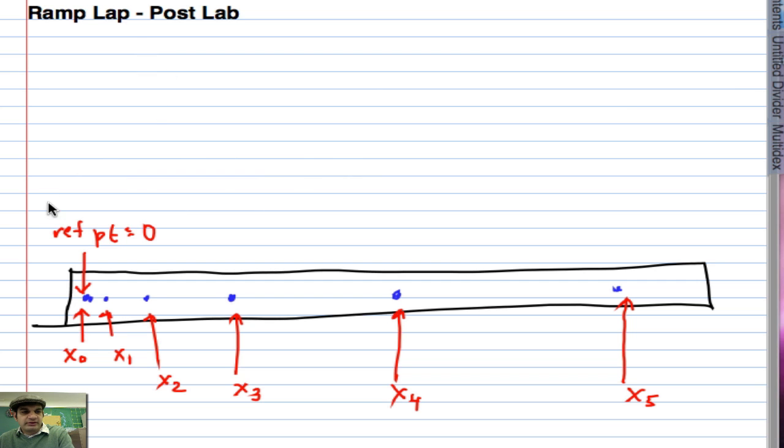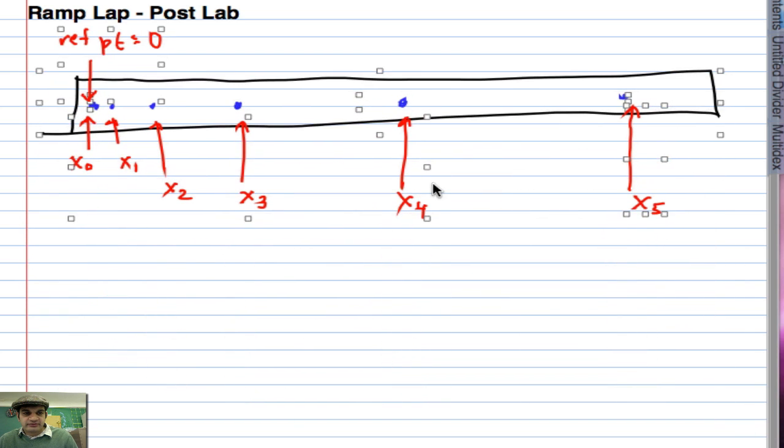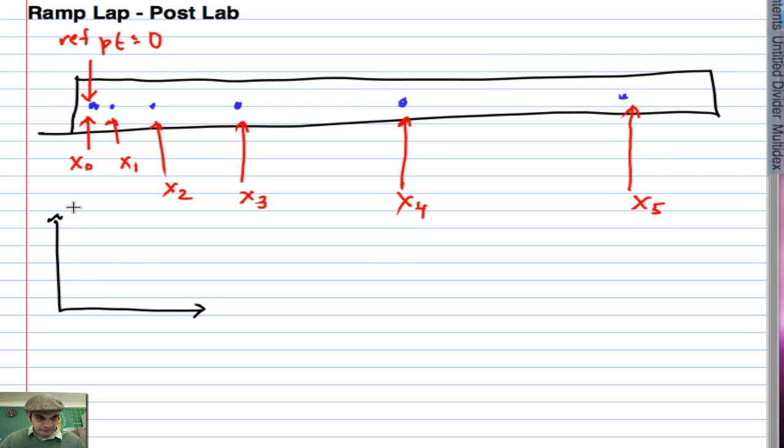When we actually plotted position versus time for this ramp lab, we had a couple of plots that we saw. So we plotted position versus time, and what we saw is that, again, if we plot it with this graph, the dots started off close together, and then they get further and further apart, faster and faster.